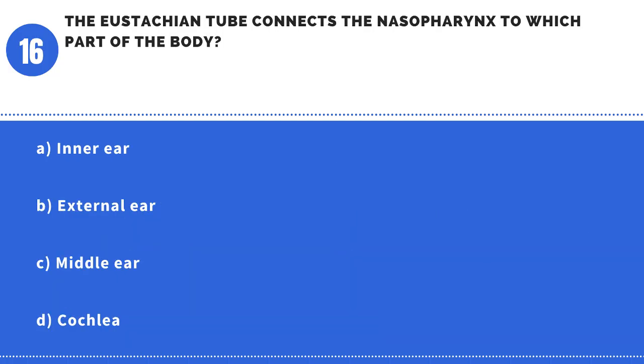Question 16. The Eustachian tube connects the nasopharynx to which part of the body? A. Inner ear. B. External ear. C. Middle ear. D. Cochlea.